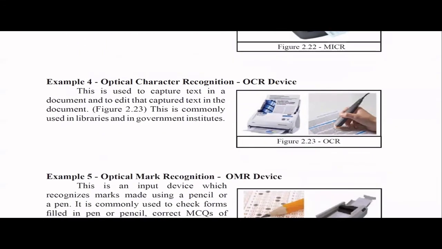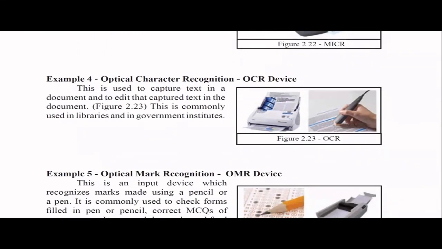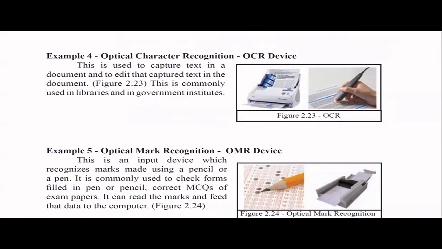Then comes OCR, optical character recognition. This is used to identify characters. You can easily capture text in a book or a document and digitize it. This is basically used in libraries and government institutes, where you can capture a document digitally at the character level.